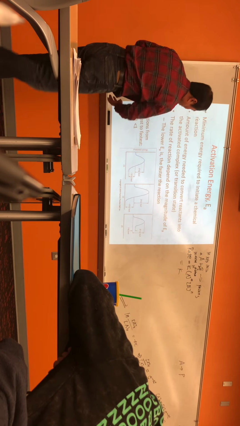So when you have multiple different energy diagrams, this is where your reactant is, and then two reactions happen. You have to overcome the energy difference from reactant to product. This is what we call activation energy. We write it as EA, activation energy.